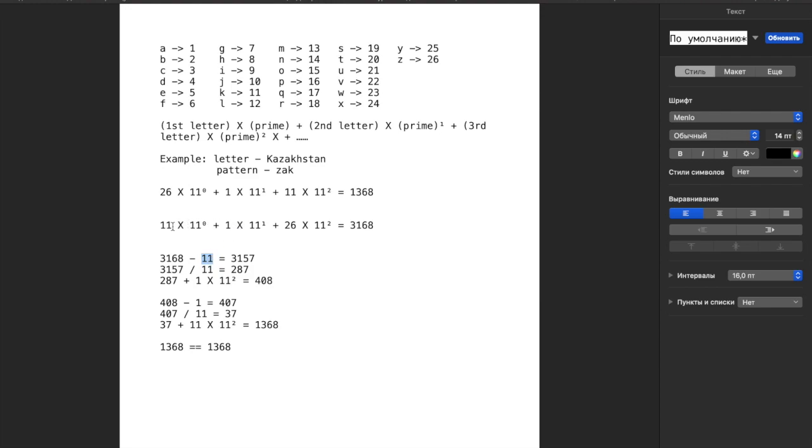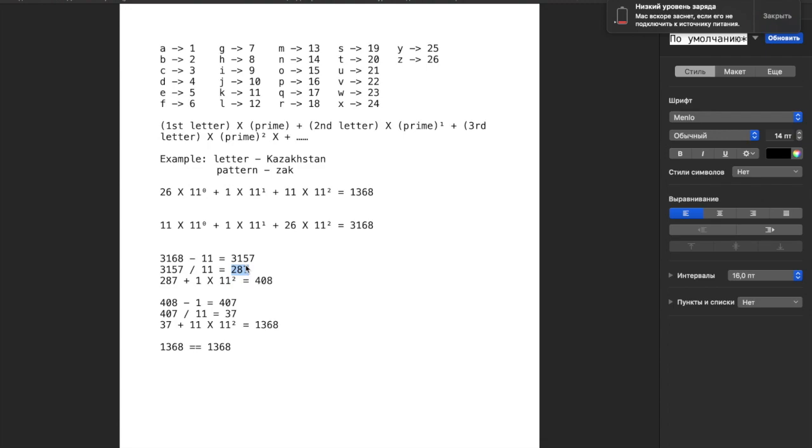The first letter of the previous string was K, and the value of K is 11. We subtract this and we get this one. We divide the difference by our prime, which is 11 for this example. We divide it and we get this one. After that, we take this number and do the same as in the formula.